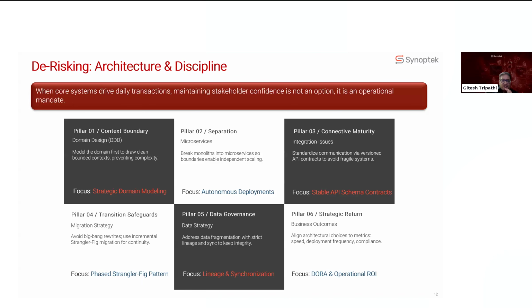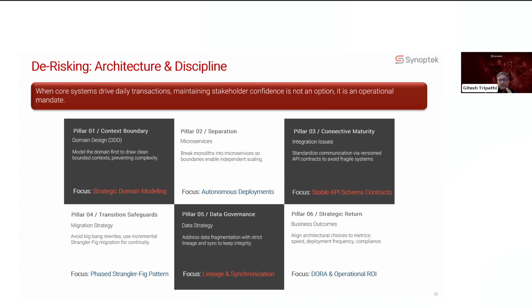The next important thing is domain driven design, where each business area is catered into a domain design, the segregation of the design from monolithic to microservice. The third one is connectivity maturity, having stable API schema contracts. The fourth one is the transition safeguards, which is the migration strategy. The fifth one is data governance, where you have a data strategy in terms of understanding the existing as-is and then getting onto a to-be state.